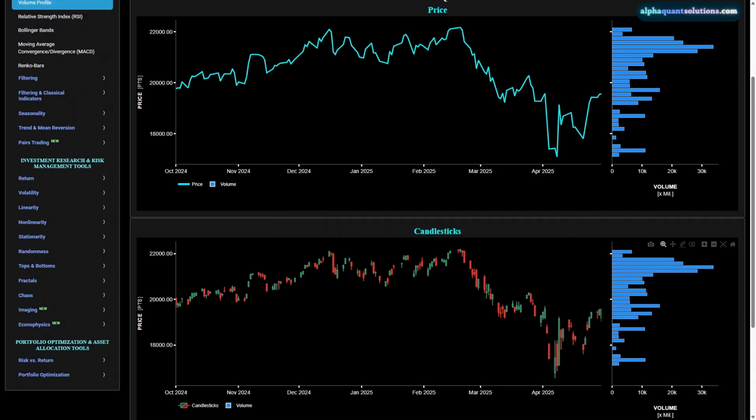And particularly what we see here for this time period, if we were to draw some lines, we see that most of the volume happened around these levels.